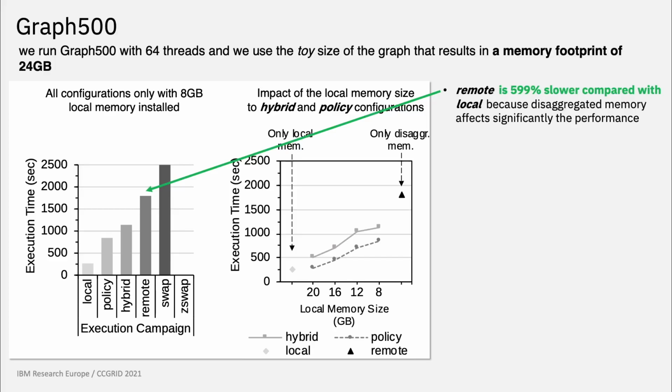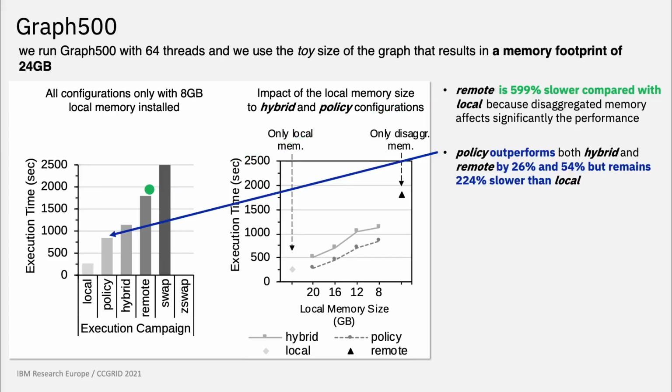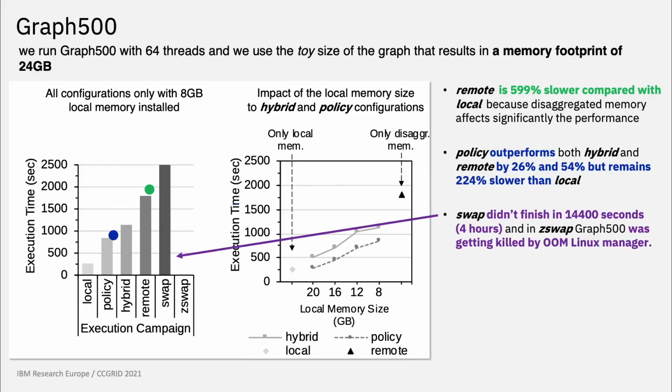The balancing of the memory pages is the reason that the policy outperforms both the hybrid and the remote configurations by 26 and 54% respectively. However, it still remains 224% slower than the local. Moreover, for the swap configuration, the Graph 500 execution hasn't finished in 4 hours, and even worse, for the Z-swap configuration, Graph 500 was getting killed by the out-of-memory Linux manager.